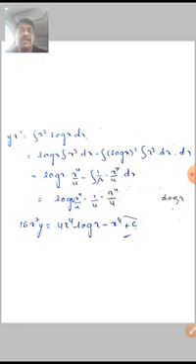Taking log x as the first function: log x into integration of x cube dx, minus integration of derivative of log x into integration of x cube dx. That is log x into x to the power of 4 by 4, minus derivative of log x, which is 1 by x, into x to the power of 4 by 4. The x cancels. Here again integration of x cube is x to the power of 4 by 4. After simplification we are getting the solution 16x square y is equal to 4x to the power of 4 log x minus x to the power of 4 plus c.